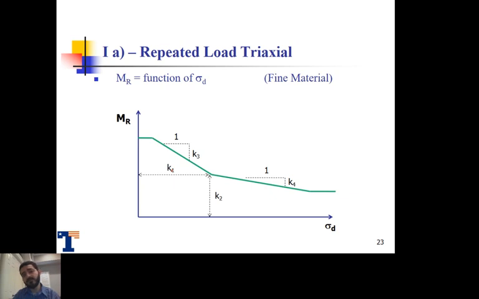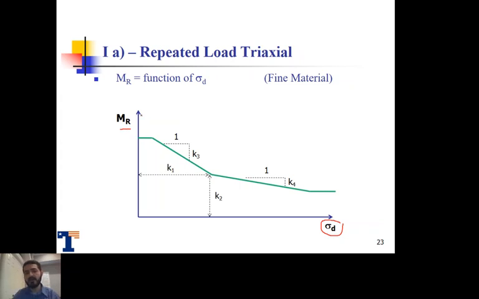So far we covered granular or coarse material. For fine materials, the relationship is a little bit more interesting. We have the resilient modulus, we have sigma d. We don't have the stress invariance, so we plot this based on sigma d versus Mr.